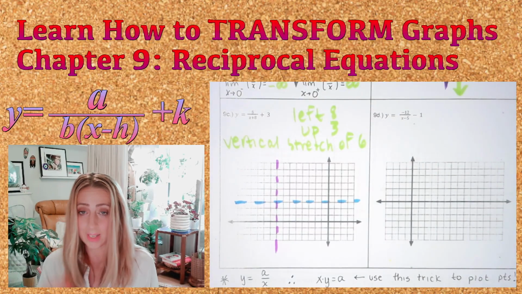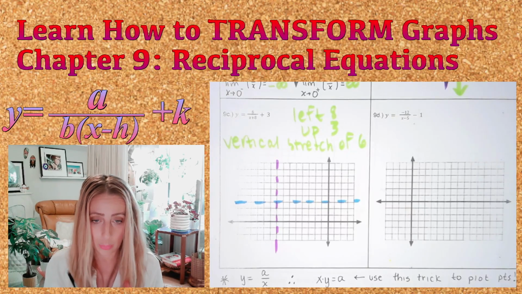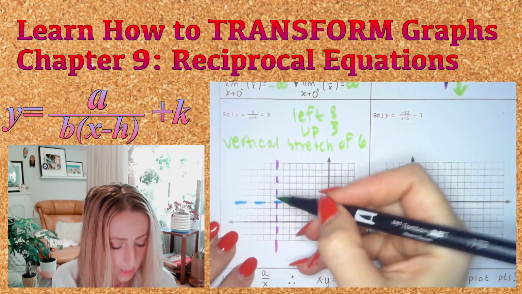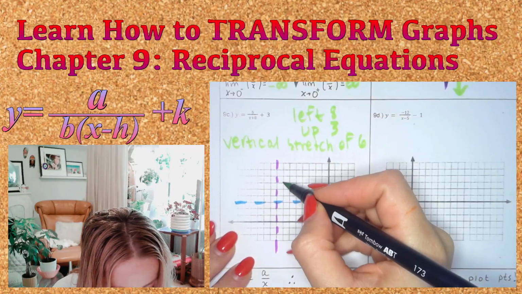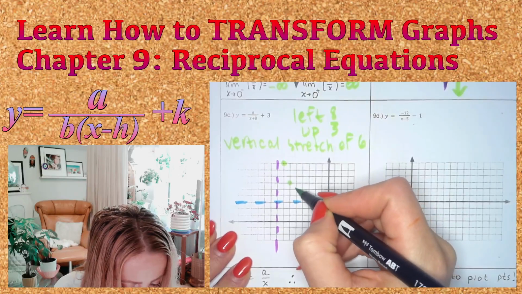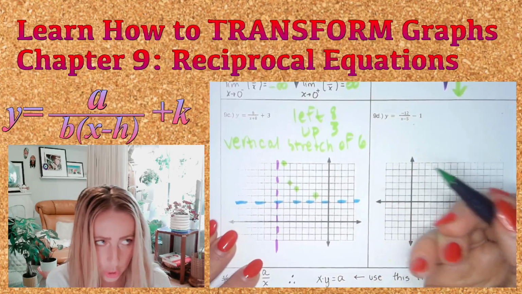Vertical stretch of 6. So let's use my magic trick. What multiplies to give us positive 6? And we're going to move there from my crisscross right there. So what about 1 times 6? What about 2 times 3? What about 3 times 2? What about 6 times 1? Could you do more? Of course.